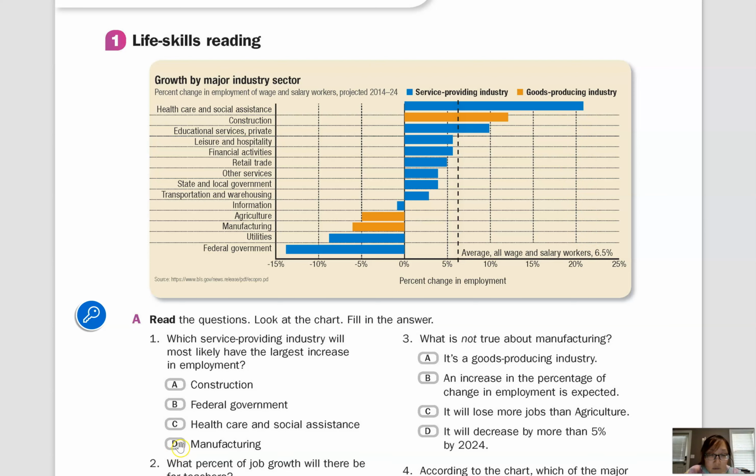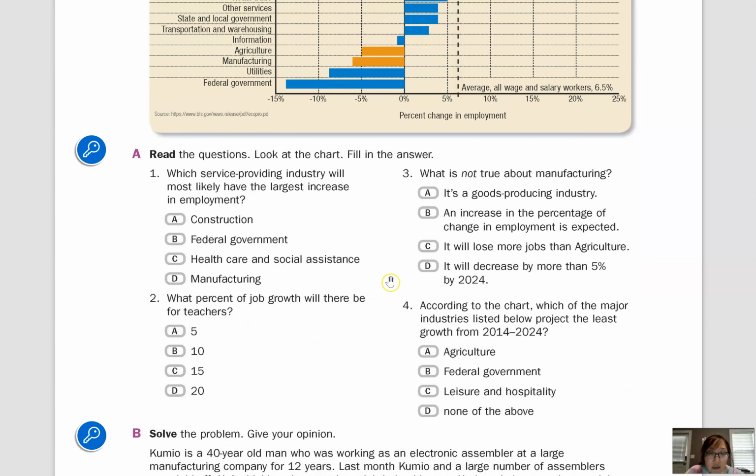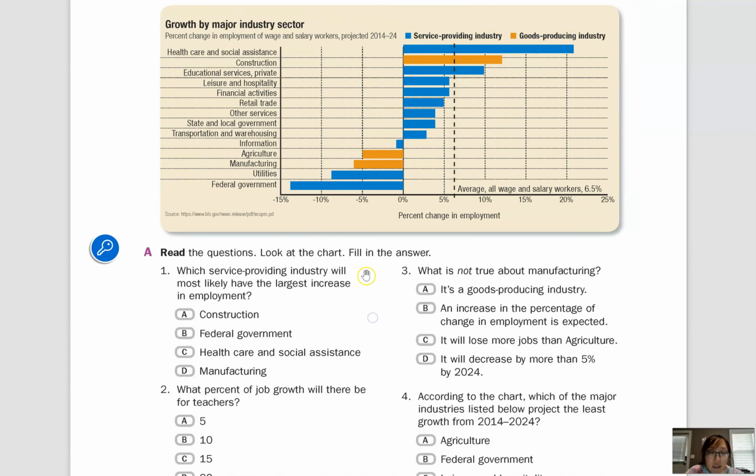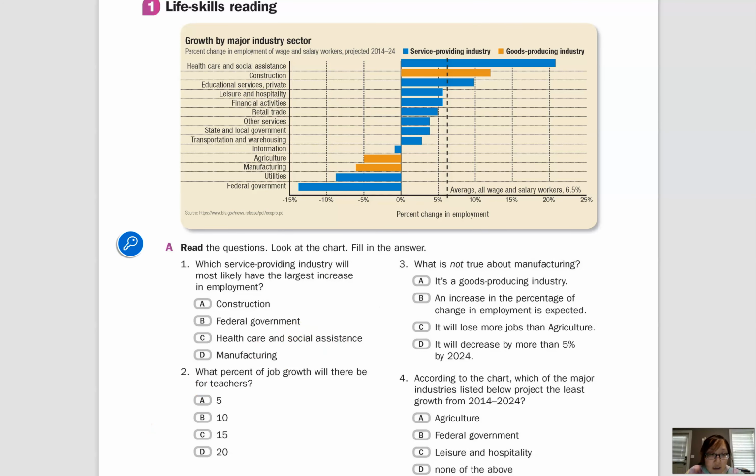So you can circle letter C, and again, practice making complete sentences. Again, as I mentioned, the healthcare and social assistance industry will most likely have the largest increase in employment. Take some time to complete this page. Actually, you can just do exercise A, and then when you're finished, you can continue.